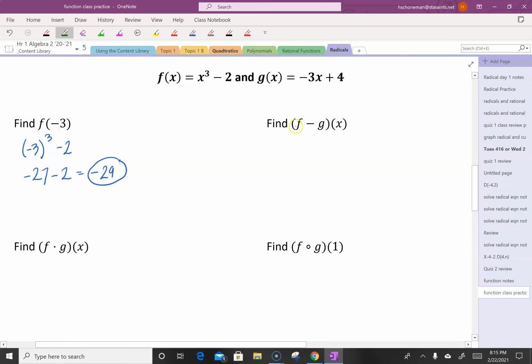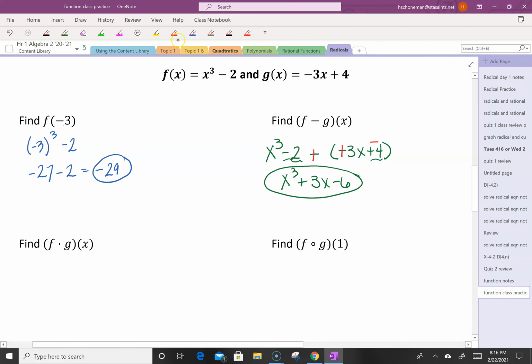Okay, on the second one, they want us to take function f and subtract g. Well, it's very specific about the order. It's got to be f minus g. So this is going to be x cubed minus 2 minus the g function, which is -3x plus 4. When we subtract, we have to subtract the whole parentheses. So I'm going to change this to a plus, and then it changes the sign of everything in the parentheses, and now I want to combine like terms. I'm going to write it in standard form, so I got to write the highest exponent first, which would be x cubed, and then I have plus 3x, and then I can add my numbers and get -6, and there's my final answer.